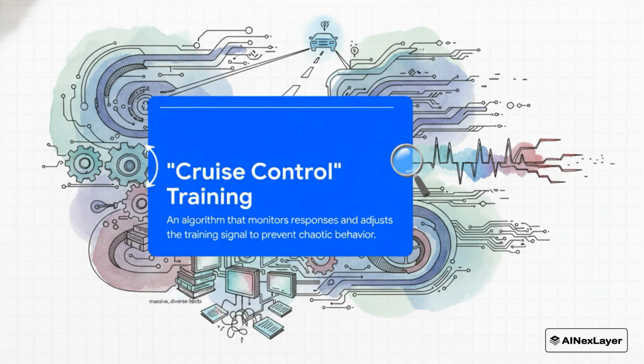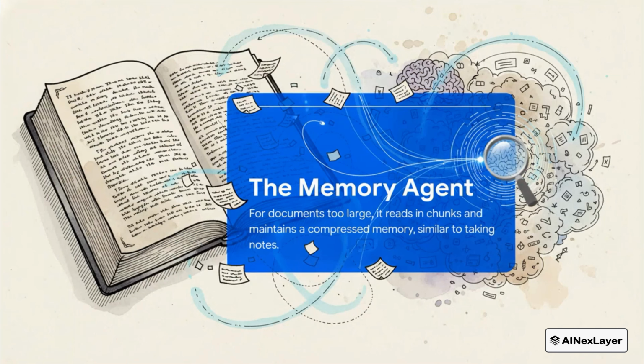Second, they tackled a massive technical problem with something that's kind of like cruise control for training. See, when you're training an AI on these enormous, diverse texts, the learning process can get really chaotic, really unstable. So this new algorithm keeps an eye on everything and adjusts the training on the fly, making sure the learning stays smooth and effective.